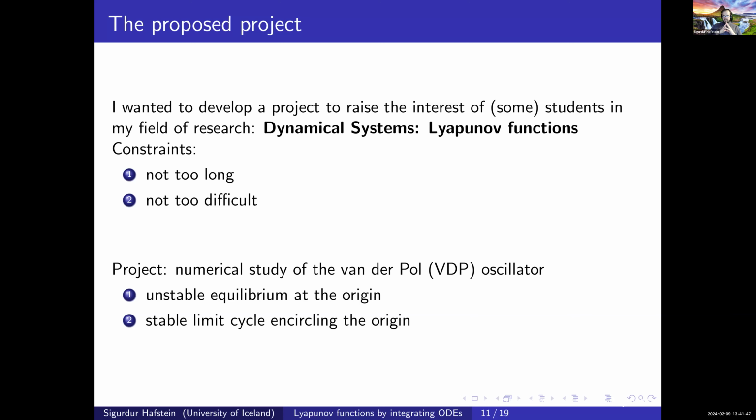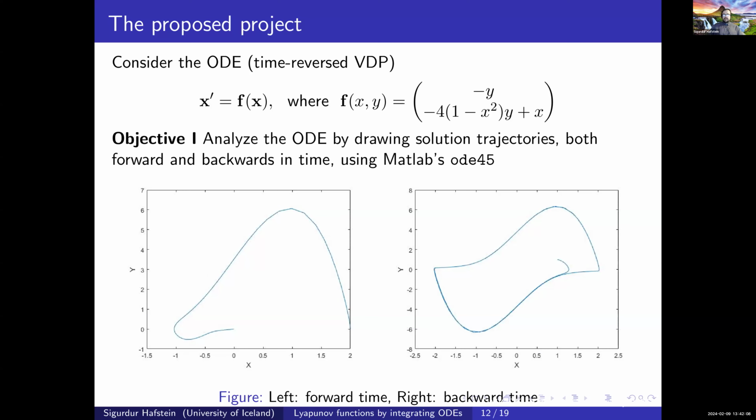The project I did was the numerical study of the van der Pol oscillator. The van der Pol oscillator has an unstable equilibrium at the origin and then a stable limit cycle encircling the origin. It's one of these classical examples in nonlinear dynamics. I'll just go through it, and this is very similar to how the reality checks in the book by Sauer are: it starts slowly and always gets a little bit more and more.